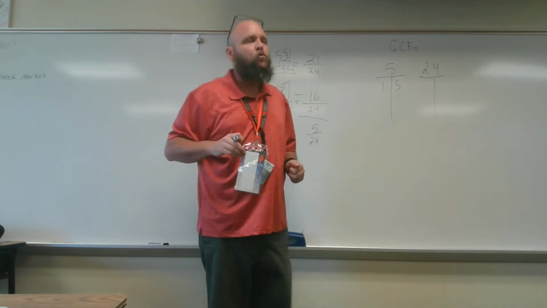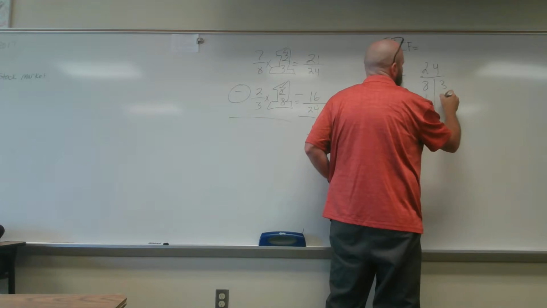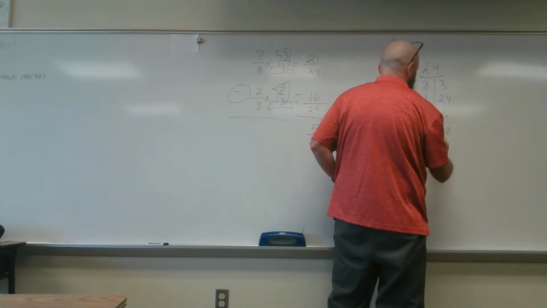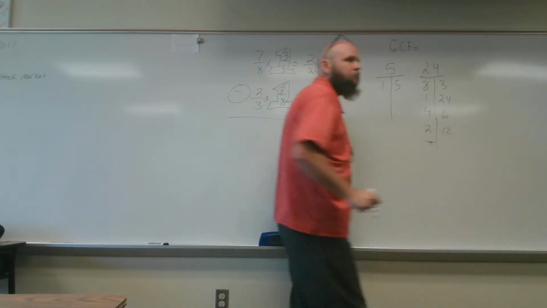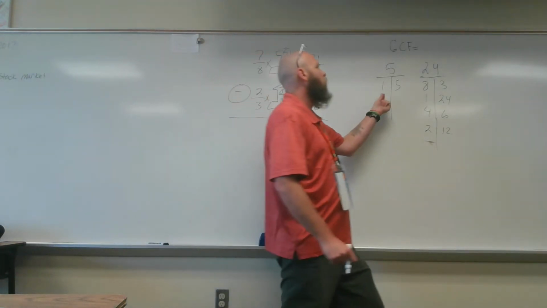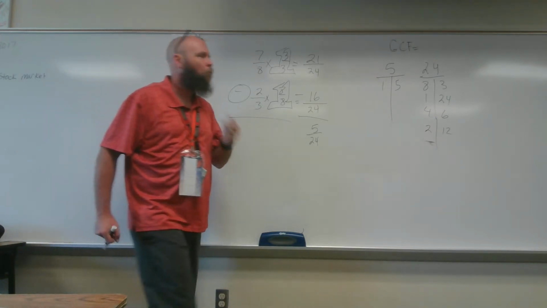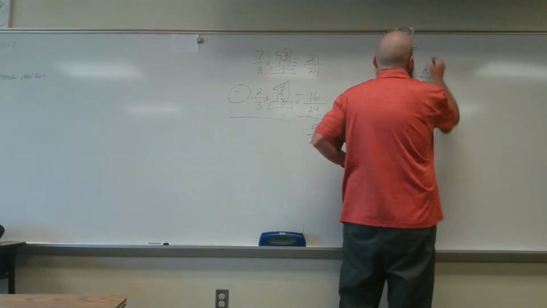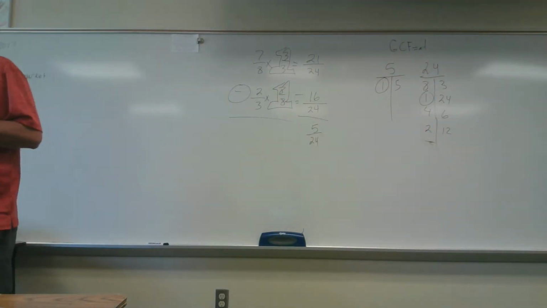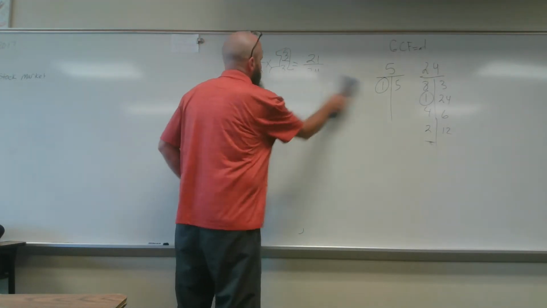24, my factor pairs for 24, Ryan. 8 times 3. 24 times 1. 2 times 12. And that's it. Ryan, what is the greatest common factor? The biggest number that shows up in both of these? 1. If my greatest common factor equals 1, then that means that fraction is already in lowest terms.